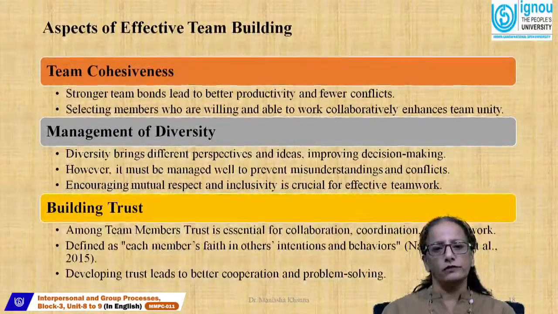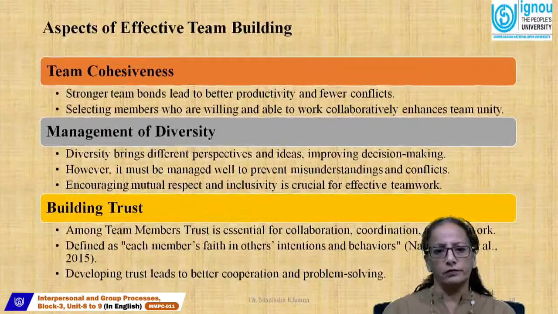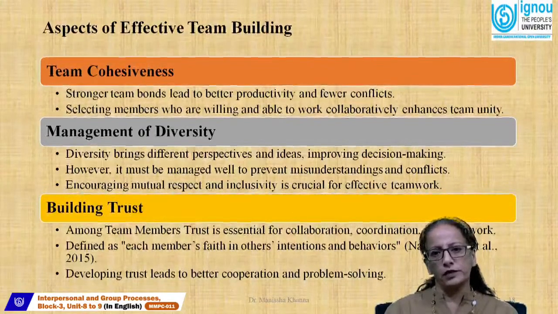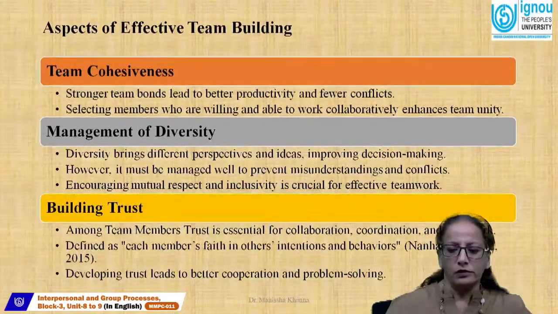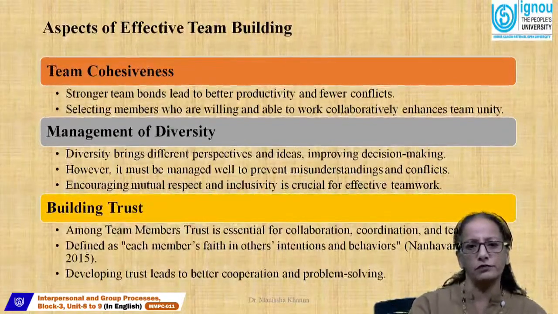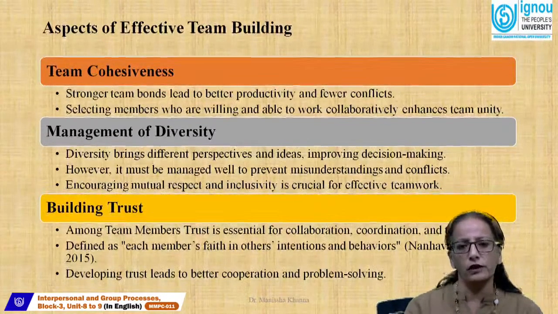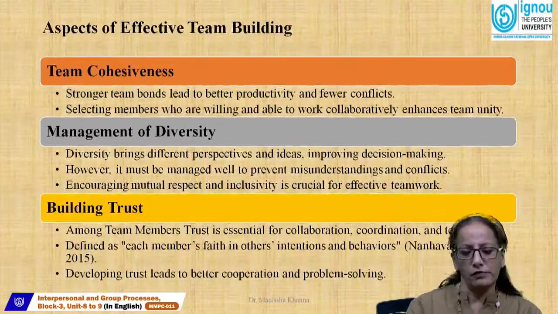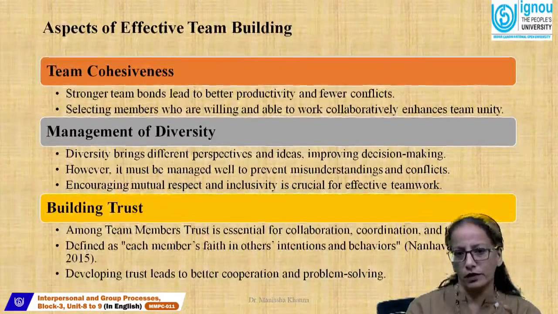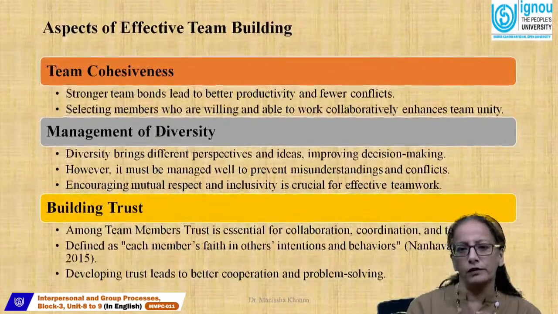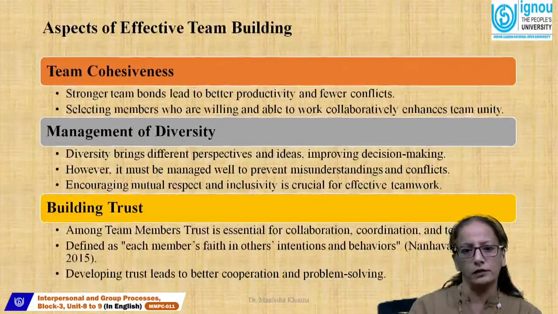Then there is team cohesiveness. Team cohesiveness is when stronger team bonds lead to better products, and they lower the conflicts. There are very few conflicts when there is a cohesive team, when the people are strongly bonded together. Of course a few conflicts happen between the members, but the members are willing to work collaboratively, and of course it leads to enhanced team unity.